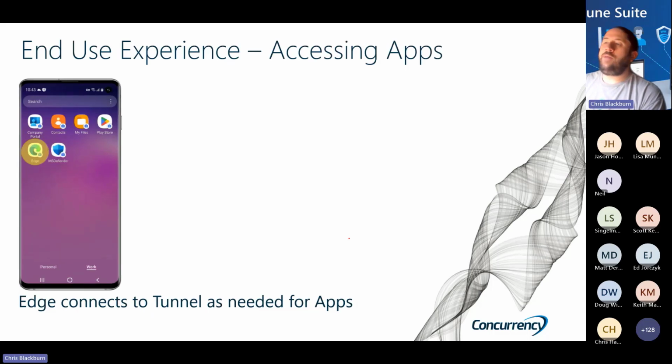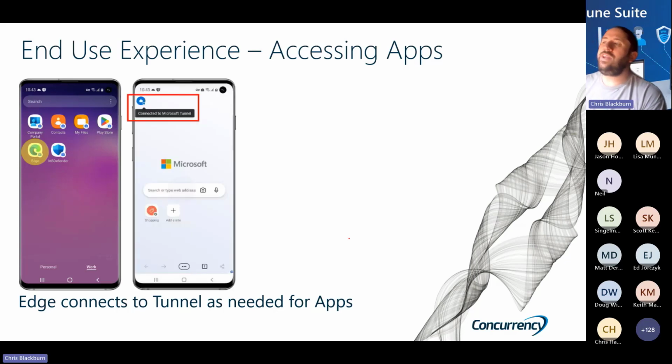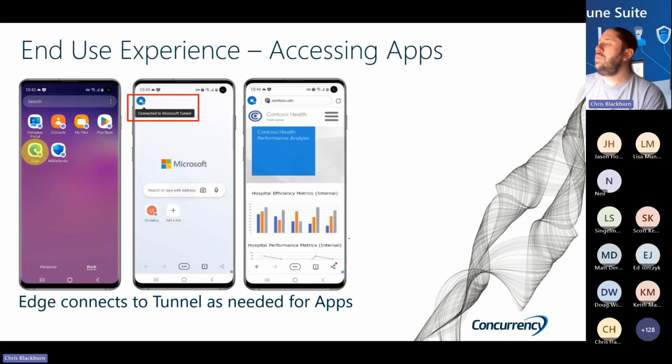From there, once I am able to see that I am connected, I can go into Edge or any of the other Enlightened apps that are able to connect back through Tunnel. And then I can see that connectivity by way of an icon that's inside of Edge. And then from there, I can access internal resources within my environment.